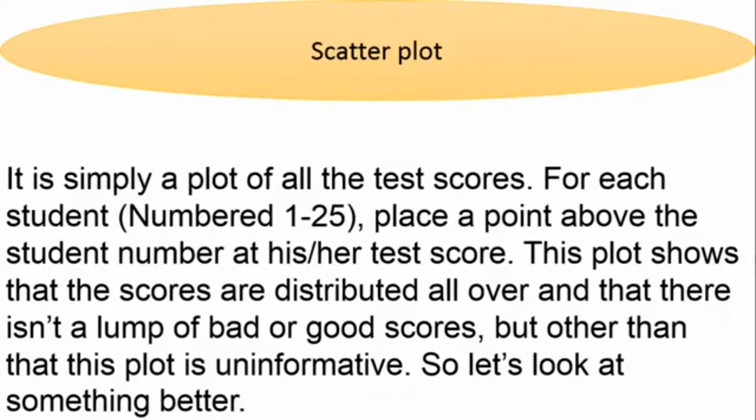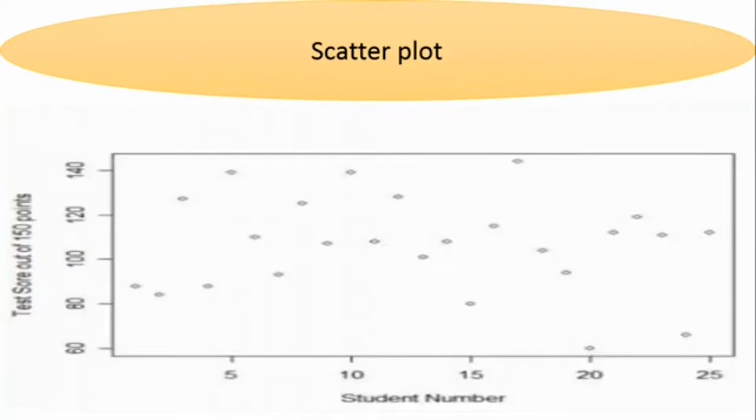The first thing I'm going to show you in this example is a scatter plot. It is simply a plot of all the test scores, and for each student, number 1 to 25, we place a point above the student number at his test score. This plot shows that the scores are distributed all over and that there isn't a lump of bad or good scores. But other than that, this plot is uninformative. We just represent on the y-axis each student's score, and you can see the scatter plot right now on your screen.